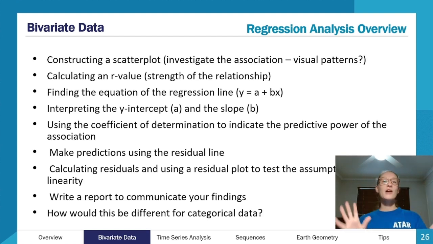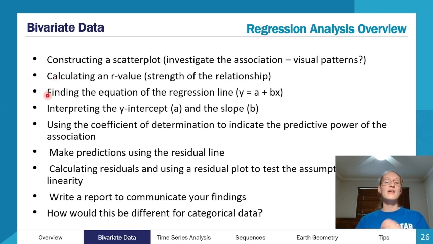So a quick overview to sum up what we just talked about with our scatter plots and everything, which is actually called a regression analysis. You can see the overarching pattern of why we do each step. We start by constructing the scatter plot to see visually if we can identify an association or a pattern. Then we can calculate an r value to get the precise strength of the relationship, and that also tells us about the direction.